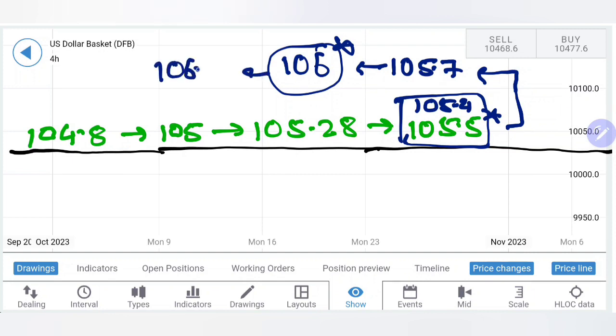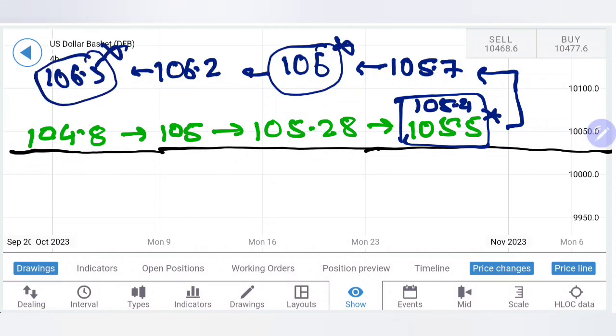We can look forward to 106.2, 106.5 any point of time in the month of November. If the price stays above 106.5, stay long, stay bullish. I do not see it happening in the month of November at least. Possibly every retracement should be an opportunity for us to sell. That is what I will recommend. On the downside, where to sell?